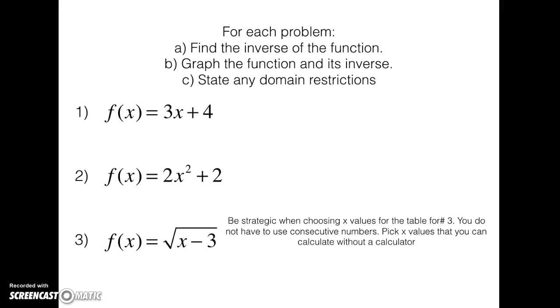What you're going to do now is for each problem below, you're going to find the inverse of the function. You're going to graph the function and its inverse, so you're going to have 3 separate graphs. And if you have any domain restrictions, you're going to state them. I'll give you a hint on problem number 3. Be strategic when choosing your x values for the table. You do not have to use consecutive numbers. So that means if you use numbers in a row and it's just not working out for you, you're allowed to skip. Make sure you pick x values that you can calculate without a calculator.